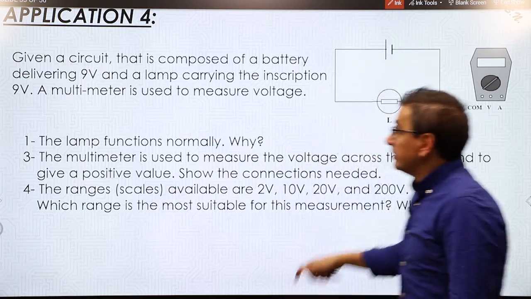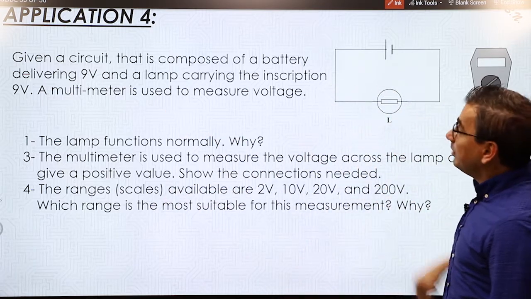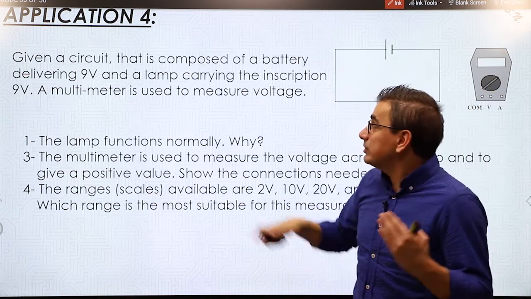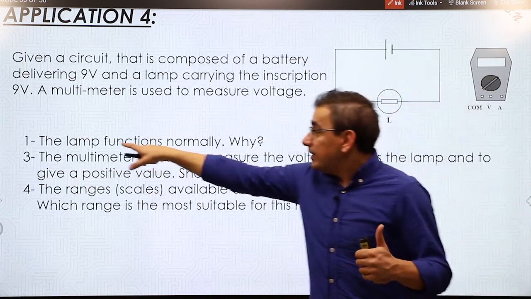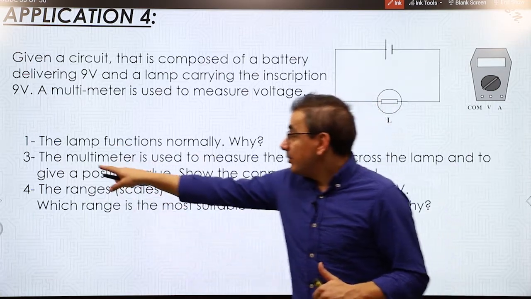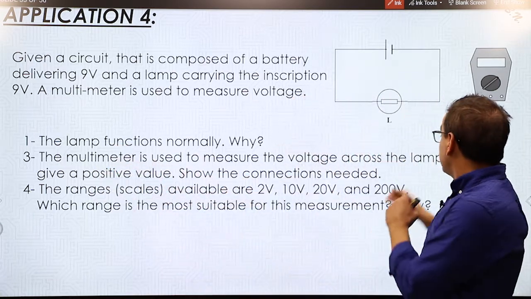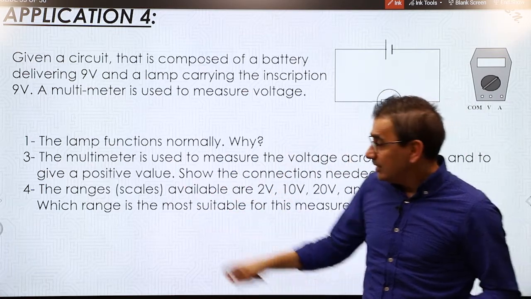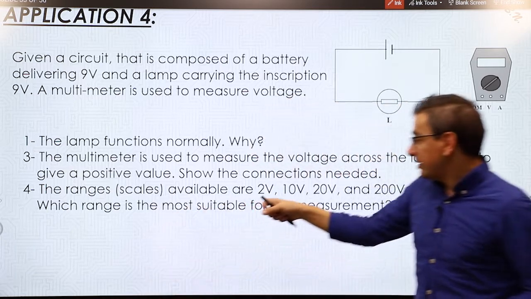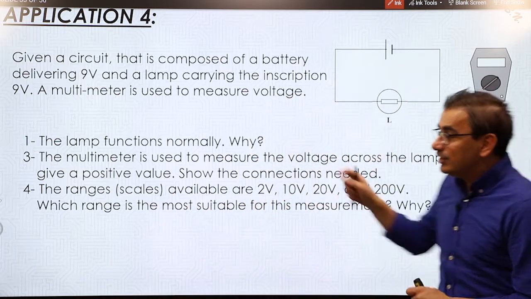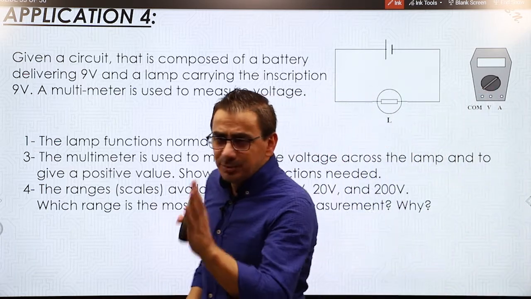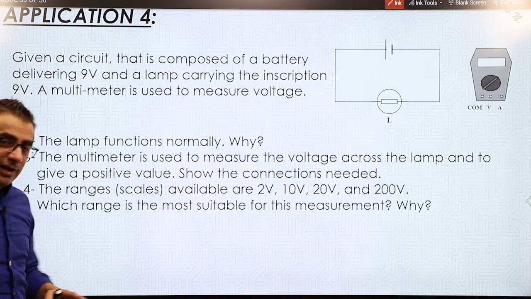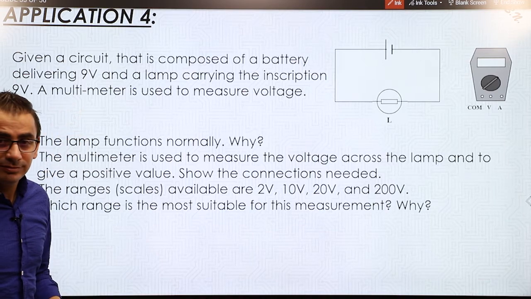So we have a circuit composed of a battery and a lamp, and we have a multimeter here. The multimeter is needed to measure the voltage. The lamp functions normally. The multimeter is used to measure the voltage across the lamp and to give a positive reading, show the connection, and then the ranges are 2, 10, 20, and 200. Which range is the most convenient? Simple, it's not hard. Take a look at it, try to solve it, and later on you can check the solution. Okay?